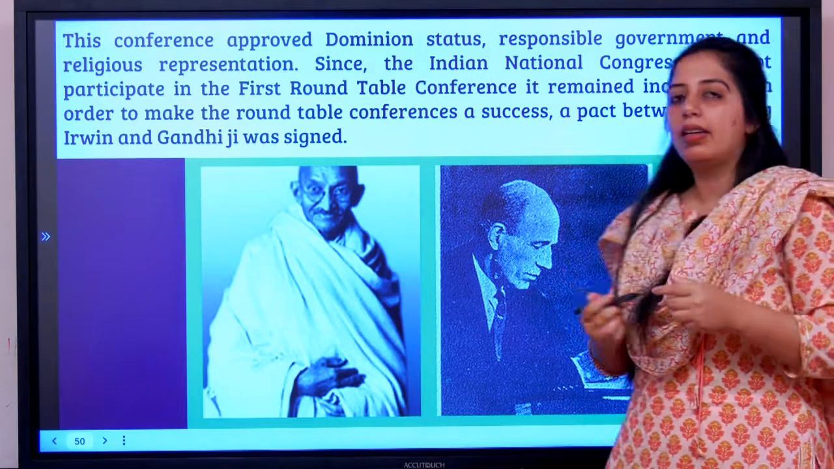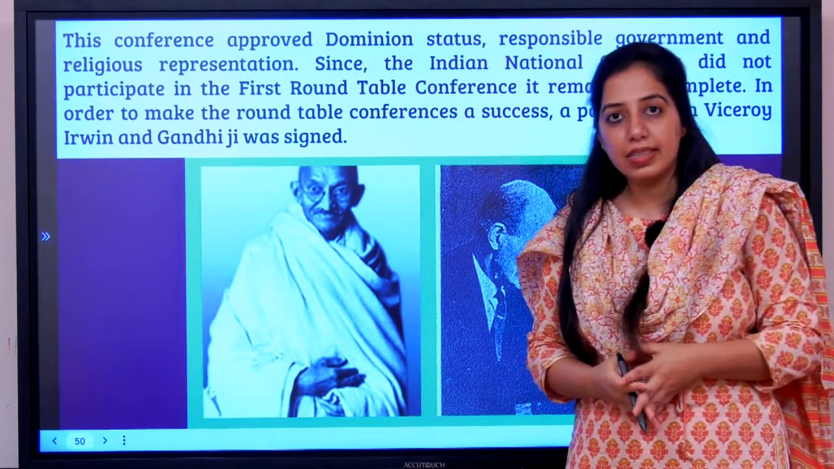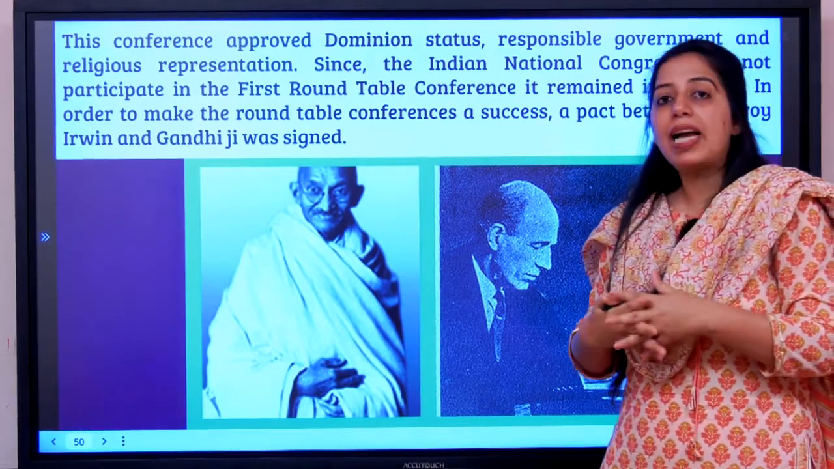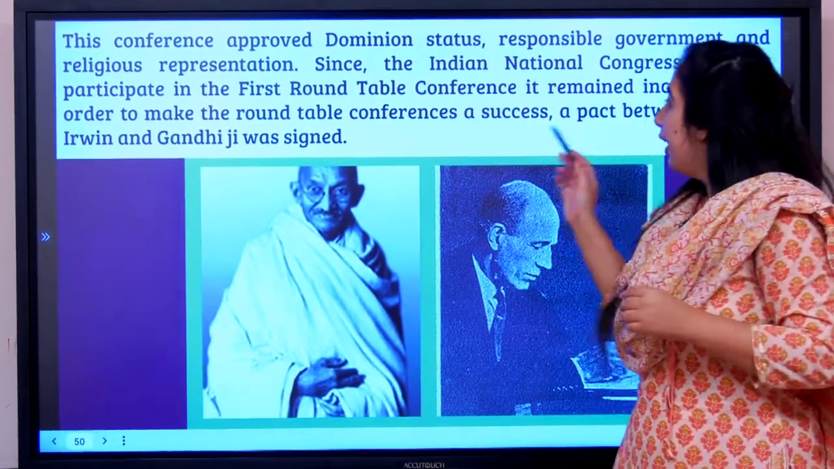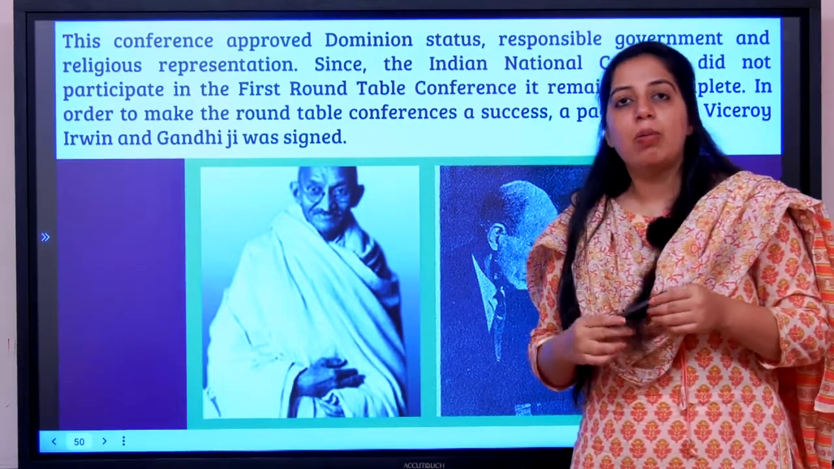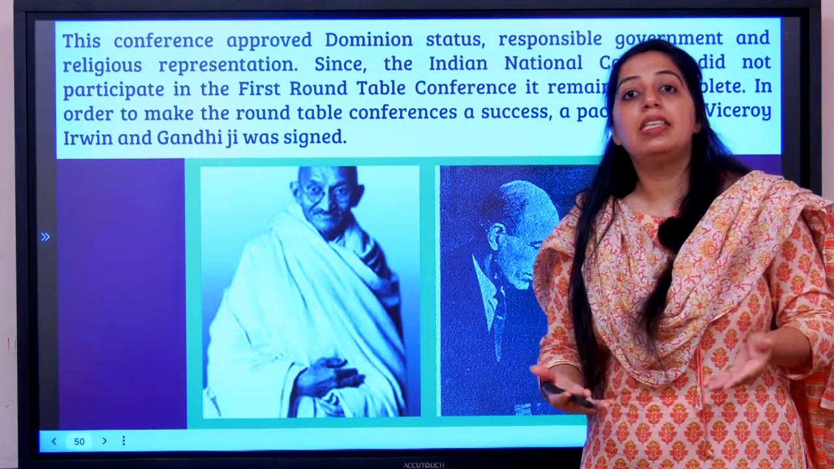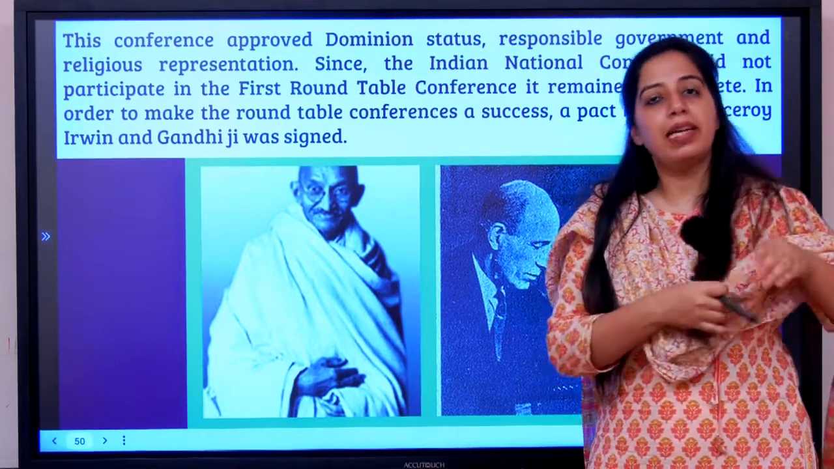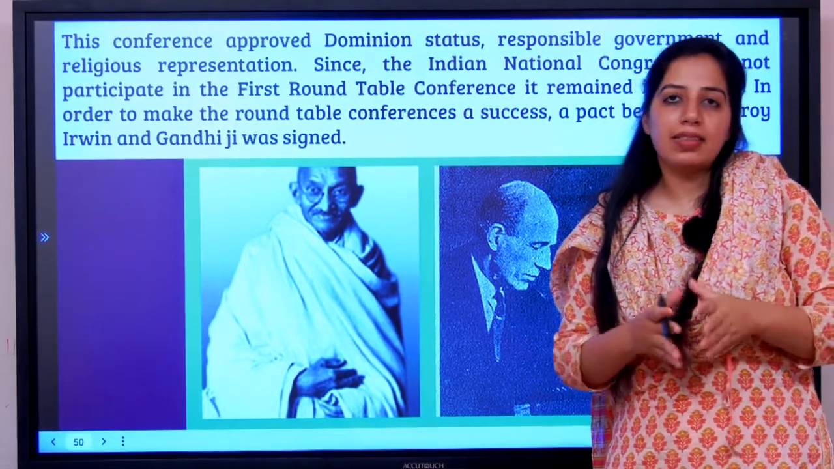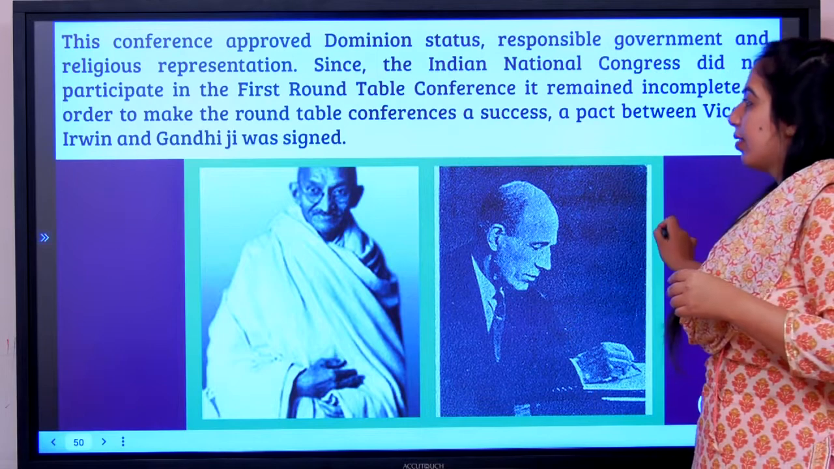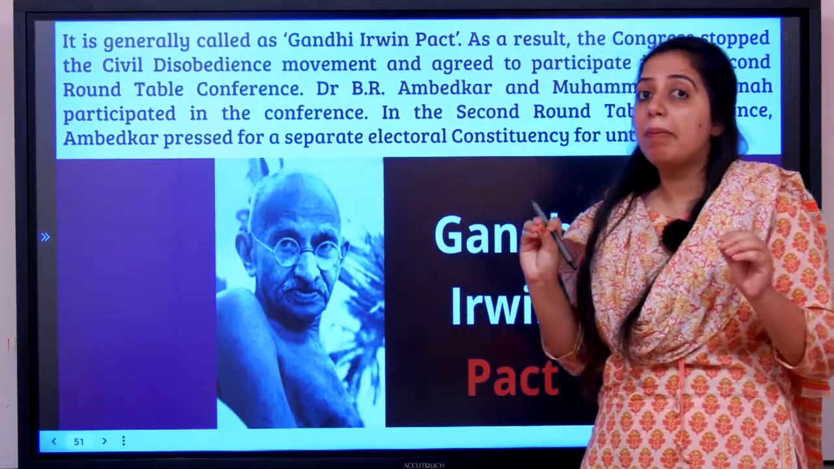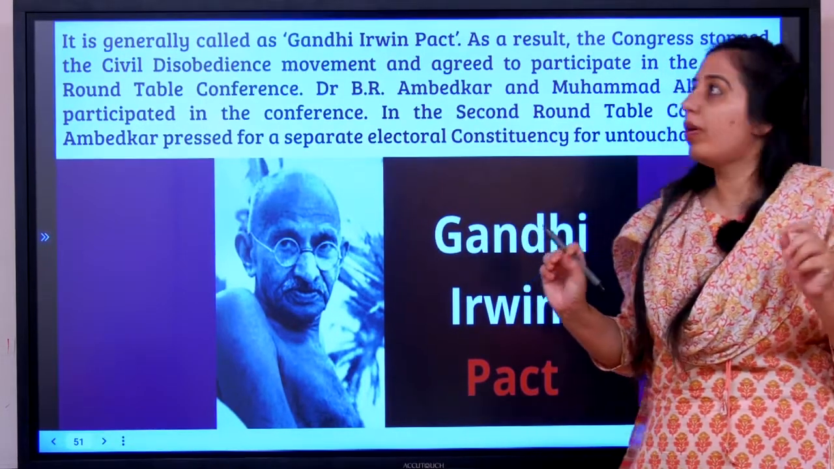In order to make the Roundtable Conference a success, there was a pact, an agreement. Pact means agreement. It was signed between the Viceroy Irwin and Gandhiji, where Gandhiji kept certain demands. If Viceroy Irwin met those demands, he agreed that he would attend the next Roundtable Conference. It is generally called the Gandhi-Irwin Pact. Very important question for 1 mark.